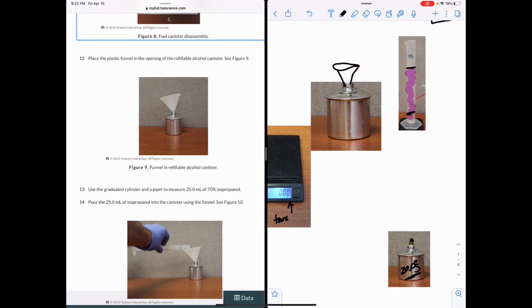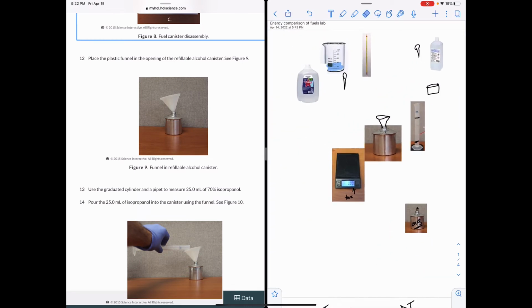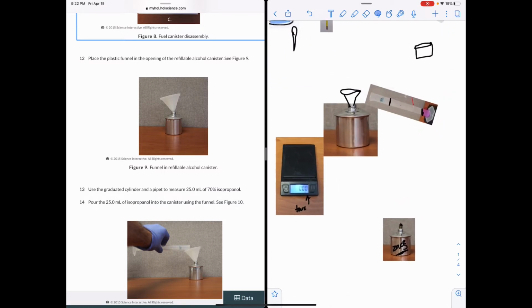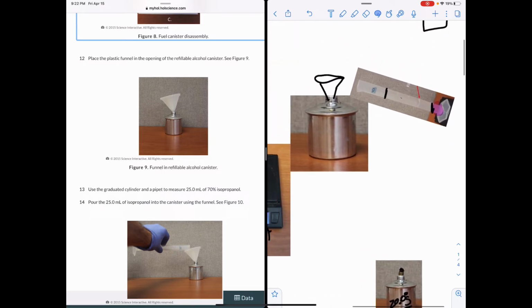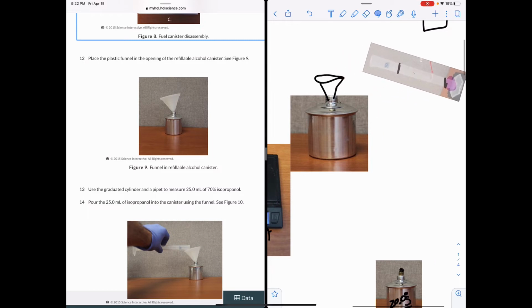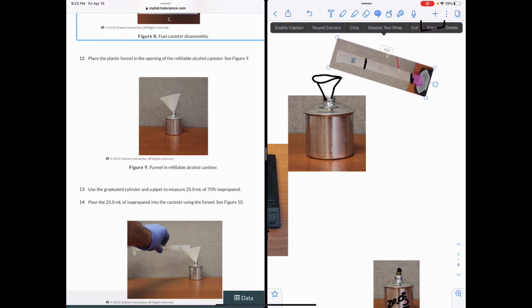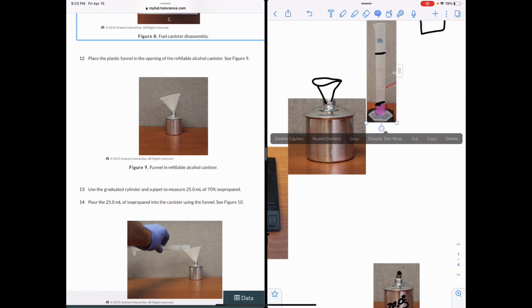And because they want it to be at the 30 mils, you're going to go back to your isopropanol. This time, you're only going to put 5 mils in. You're going to use the dropper to get the last bit of it in there. And once you're sure you're at the 5 mark, you're going to come over here to your fuel canister and put your last 5 mils in so that you have a total of 30 mils in there. And you're going to make a little note to yourself saying, hey, I got 30 mils in there.